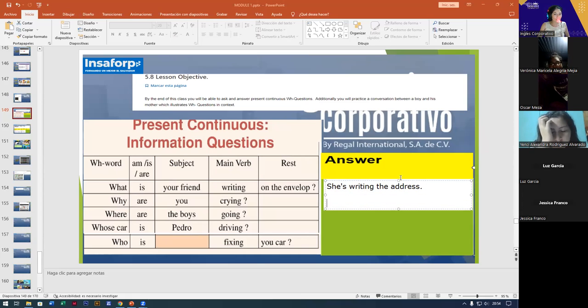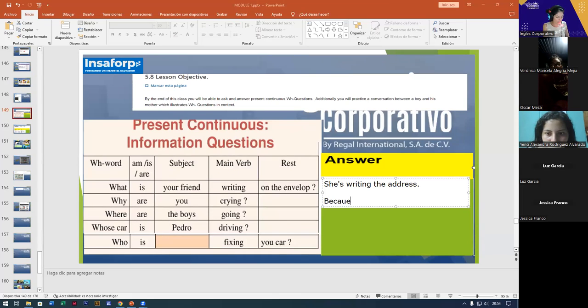The next one says, why are you crying? Why are you crying? What will be a possible answer? You can give a because, right? Maybe lost the work. Because? I lost my job. Porque perdí mi empleo. Yes? Because I lost my job. That's good. Yeah, that's a good reason. Good one. What about the next one?